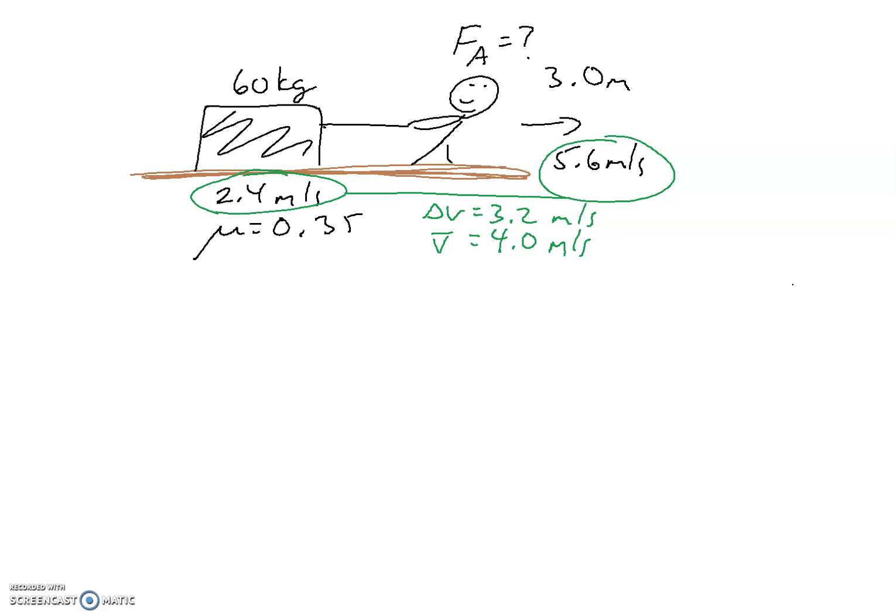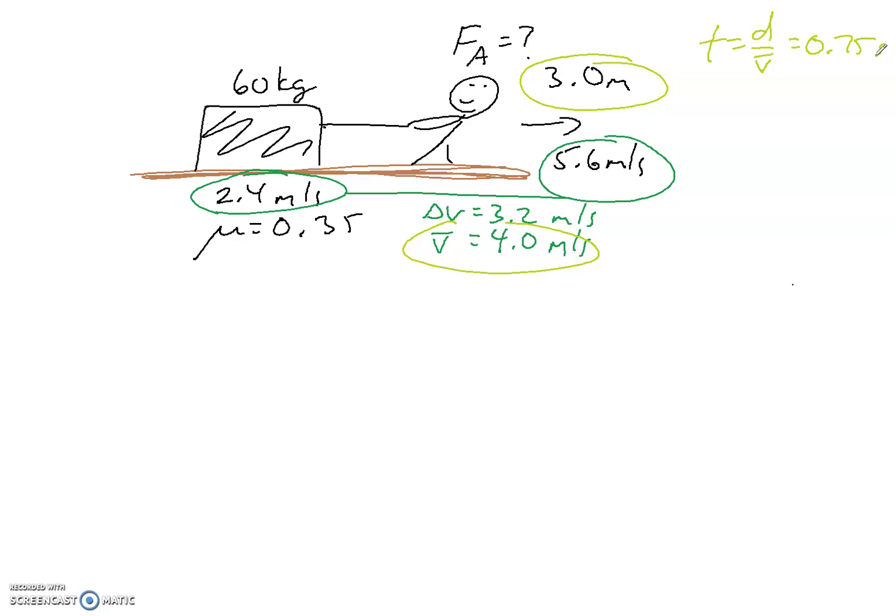Well, now that I have that, I've got distance, I've got my average v, so I can find my time. Using basic d = vt, if I do the 3 meters divided by 4 meters per second, it's only 0.75 seconds. So he's going pretty good here.